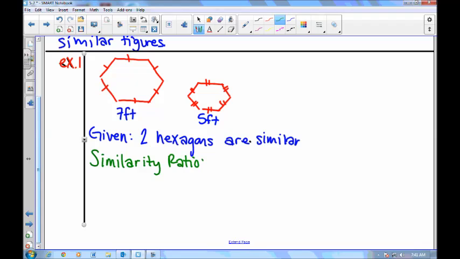We've already learned similarity ratio. I like it in that order. I like the bigger one on top, and the smaller one on the bottom, that way, in case it divides out nicely. Essentially, you take 1, which is A, divide it by B, and just make sure it's simplified. So the similarity ratio is 7 over 5. So for every 7 feet on the larger one, there's 5 feet on the smaller one.